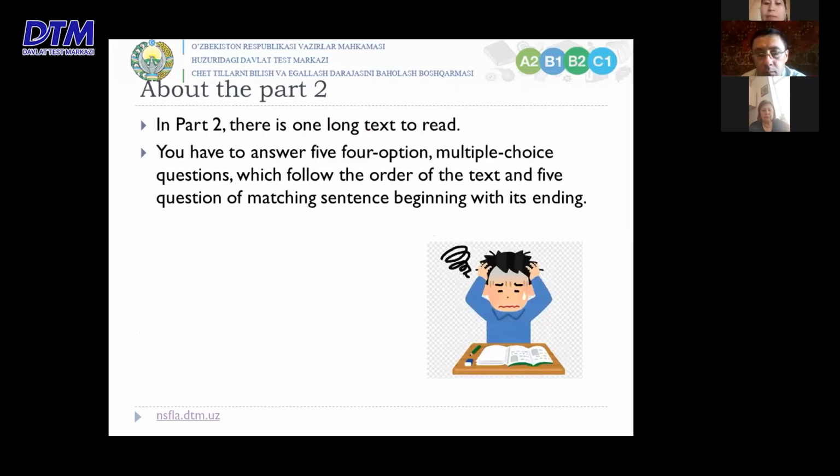Now about part 2. In part 2, there is one long text to read again. You have to answer 5 4-option multiple choice questions, which follow the order of the text, and 5 questions of matching a sentence beginning with its ending.